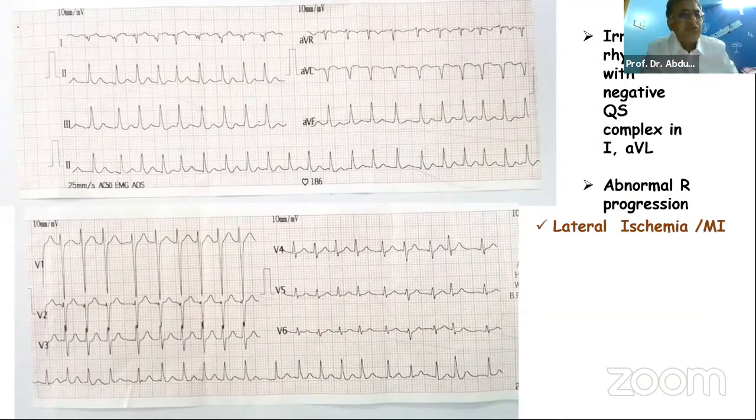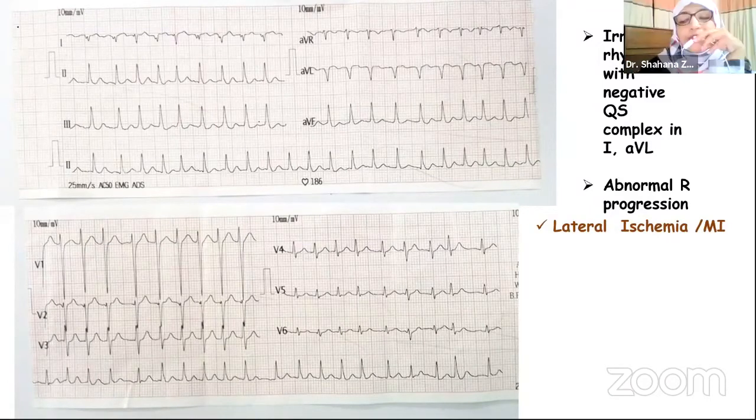Yeah, please. If there is Q wave in 1 and AVL, I should be looking for Q waves in V5-V6, or I should be looking for tall R in V1, V2. There should be either anterolateral or posterolateral involvement. Yes, absolutely. May I proceed, sir? Proceed. Then what should be our diagnosis?